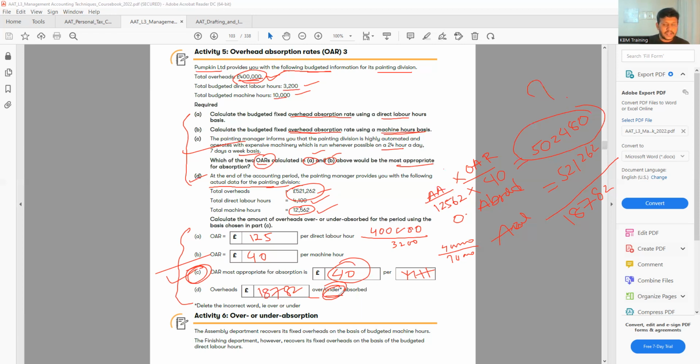Where do we get 502? So this is the formula, Mariam, we have used. If you see that, this is the actual activity level, 12,562, and the OAR, overhead absorption rate, is 40. So 12,562 times 40 will give you 502,480. Any more questions from anyone?